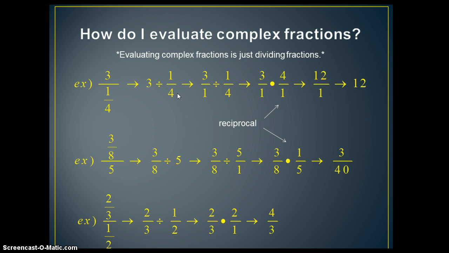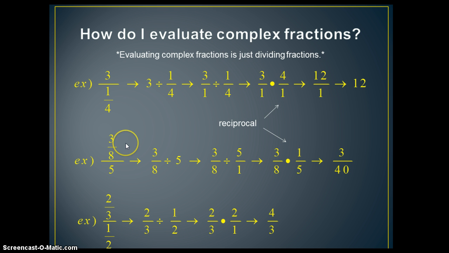Well, when we divide fractions, both numbers we want to think of as fractions. So remember, 3 over 1 is the same as 3. So 3 over 1 divided by 1/4. And then we use the reciprocal and multiply. So 3 over 1 times, well, the reciprocal of 1/4 is 4 over 1. And then we just multiply straight across. 3 times 4 is 12. 1 times 1 is 1. So 12 over 1 or 12.